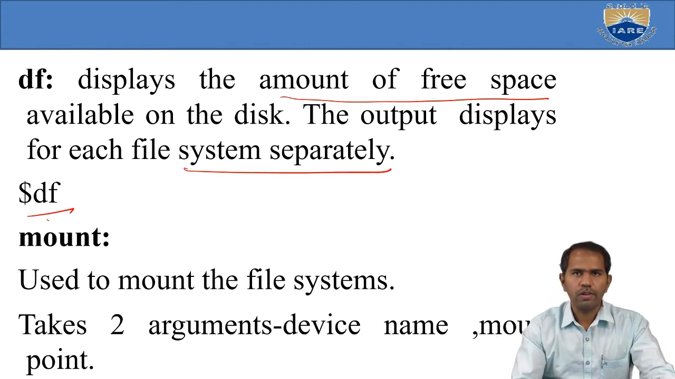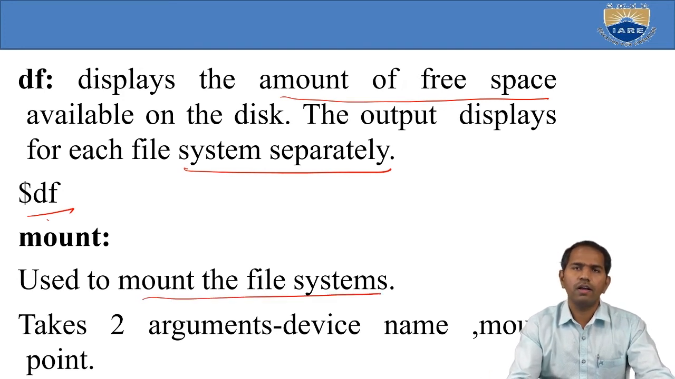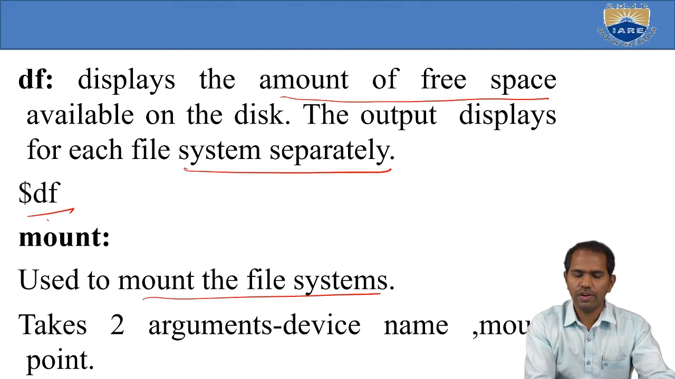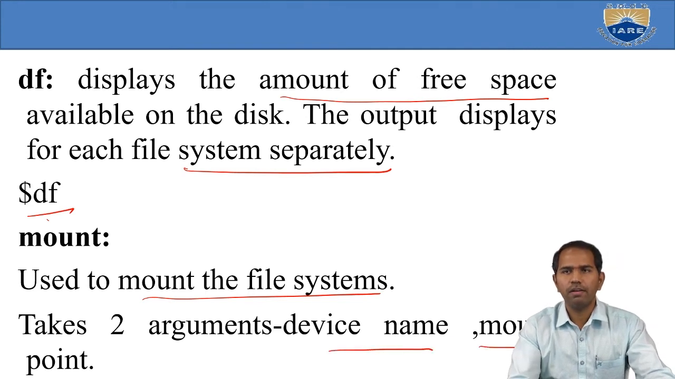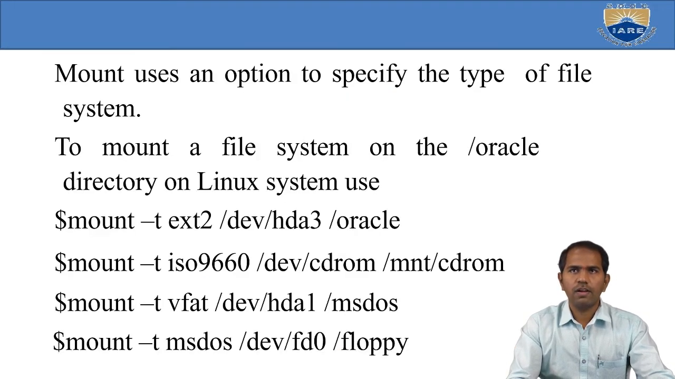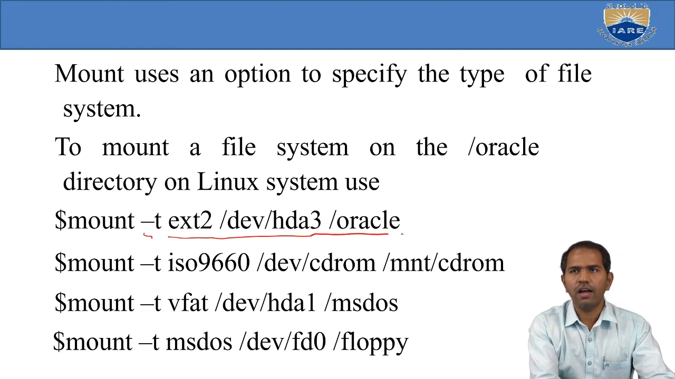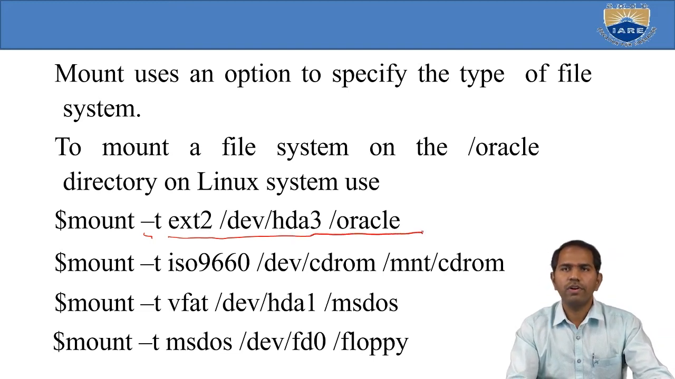Next one, mount. Mount is used to mount file systems. It takes two arguments: the first one is a device name, and the second one is a mount point. I want the mount command with different options. Mounting file systems on Linux: for the Oracle directory, use mount -t ext2 with device hda3 and /oracle. So this is mounting the Oracle directories.